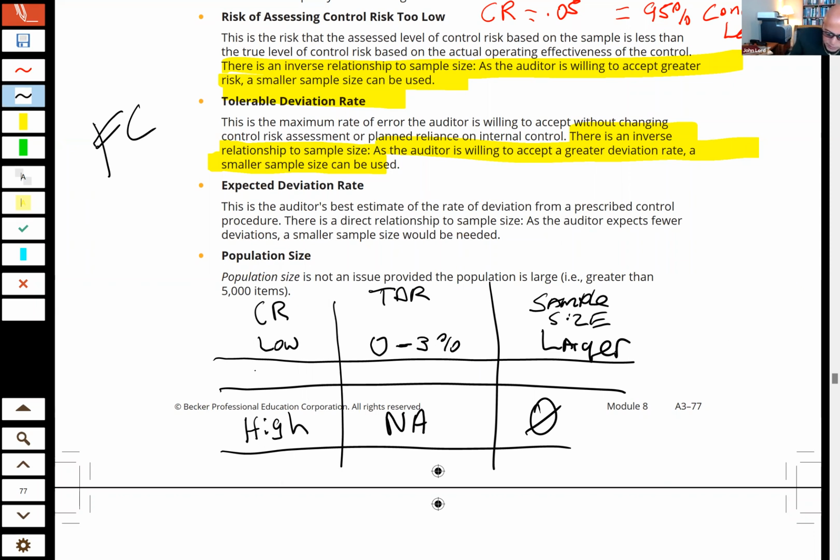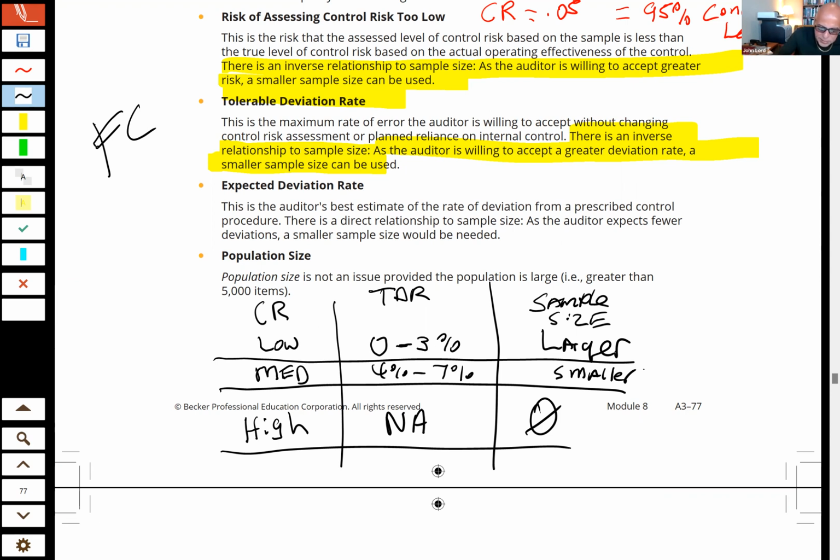Now, if you had assessed the control risk, say at medium, well, now you're saying it's an okay control, but not quite the best I've ever seen. Well, some literature, not standards, not the CPA exam, some literature would suggest a tolerable deviation rate between 4% and maybe 7%. And if that's the case, then we can have a smaller sample size here, because we're not going to rely as much on a control where we have assessed the control risk at medium, moderate, whatever. Is that an inverse relationship? The lower the tolerable deviation rate, the larger the sample size, right?